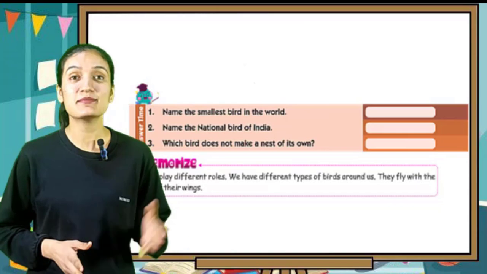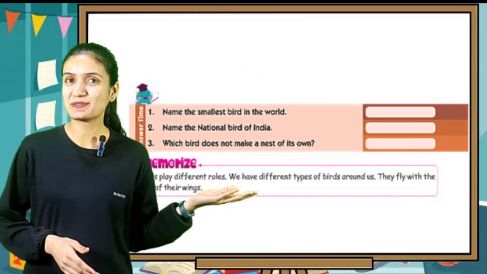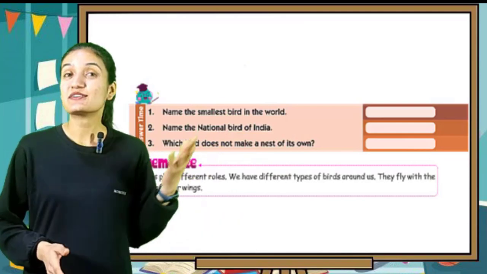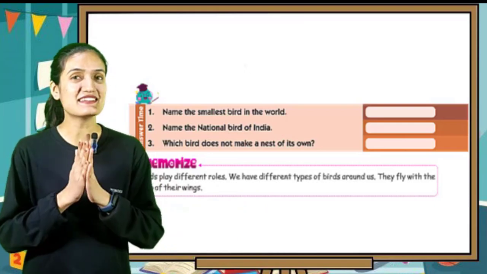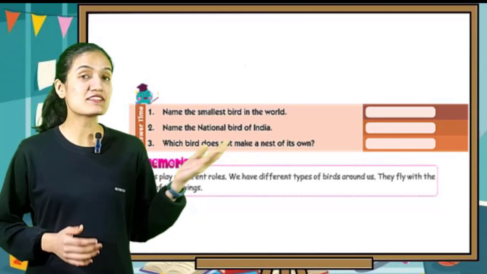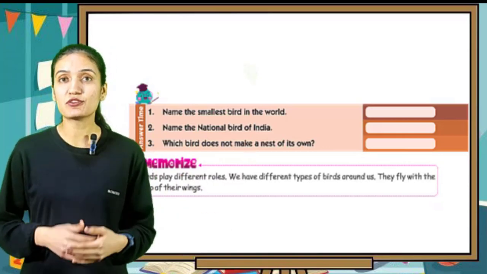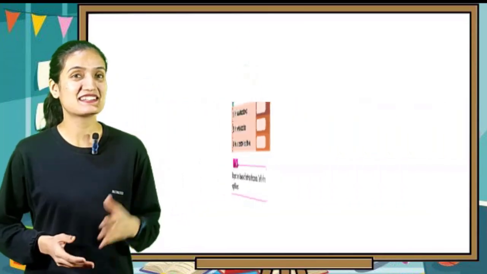Now, answer time. Name the smallest bird in the world. It is sparrow. Name the national bird of India. It is peacock. Which bird does not make a nest of its own? It is cuckoo. Now, kids, memorize. Birds play different roles. We have different types of birds around us. They fly with the help of their wings.